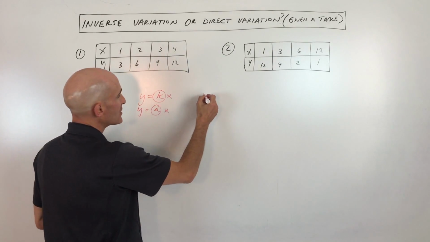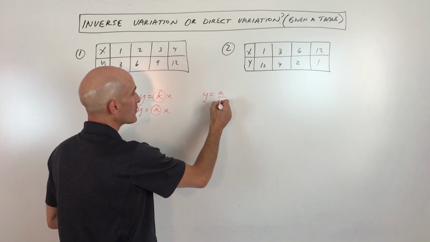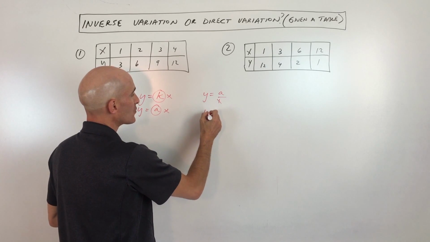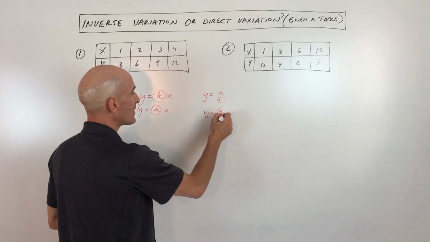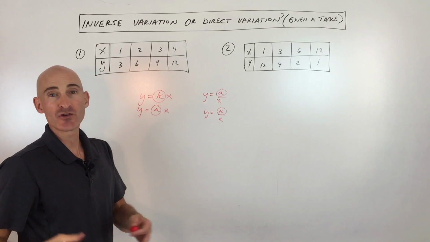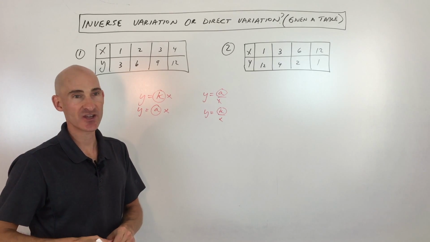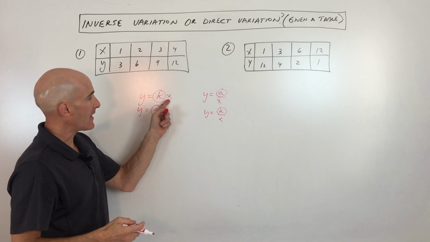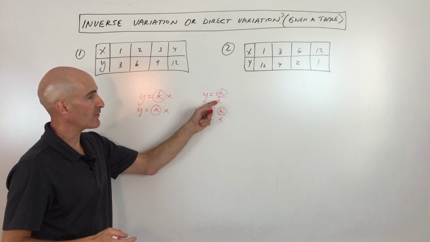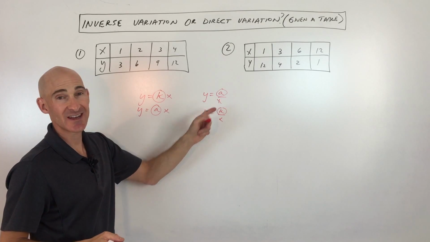Now with inverse variation, these are equations that are in the form y equals a divided by x or y equals k divided by x, depending on what letter your book or your class or your teacher uses to denote the constant of variation. But the thing to notice here is that the x here is in the numerator, and with inverse variation, the x here is in the denominator.